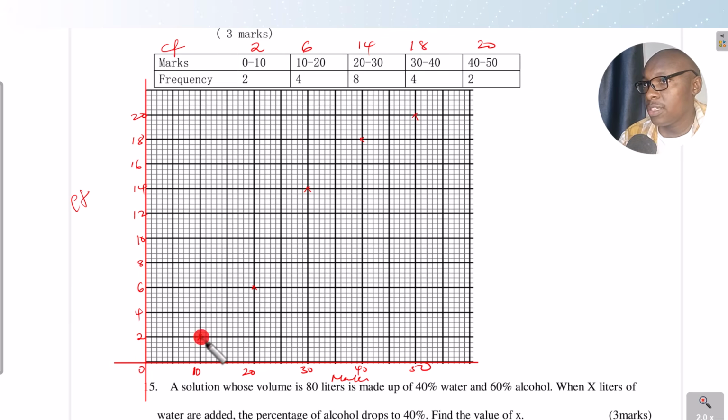So the first class, 10. The cumulative frequency is 2. The next one, 20, 6. The other one is 30, 14. This is 40, 18. And then the last one is there. So from there, you can join these points using a smooth curve.